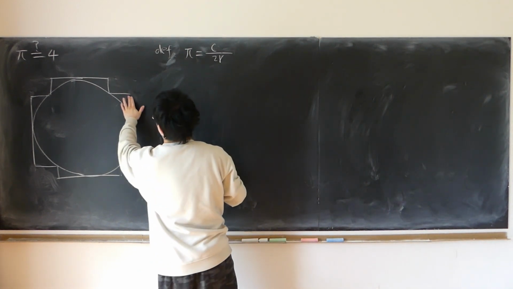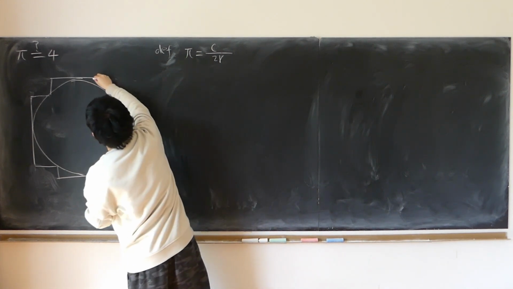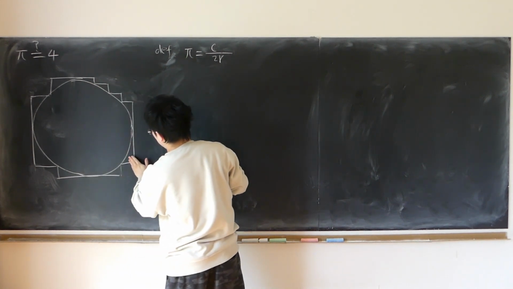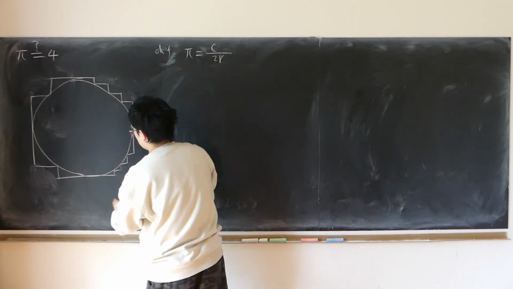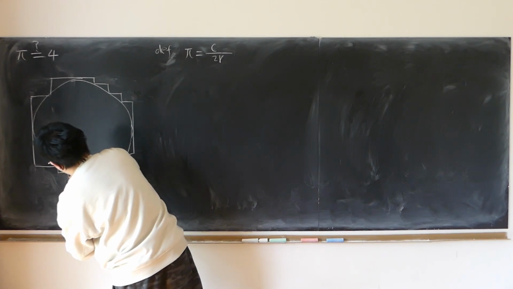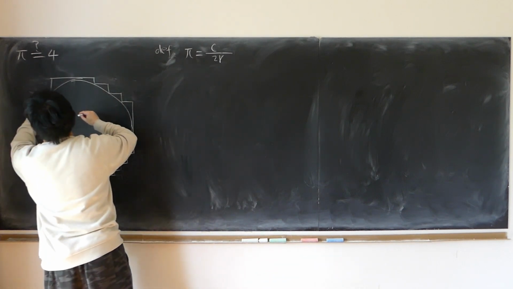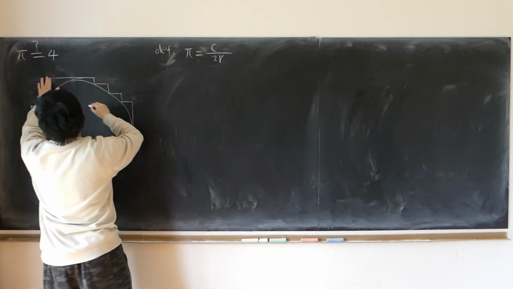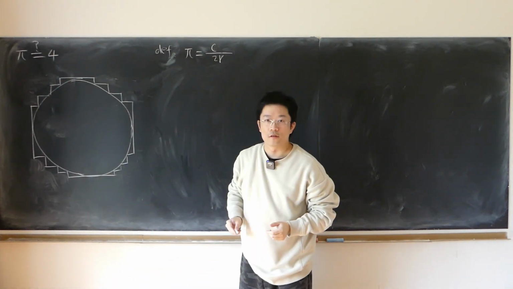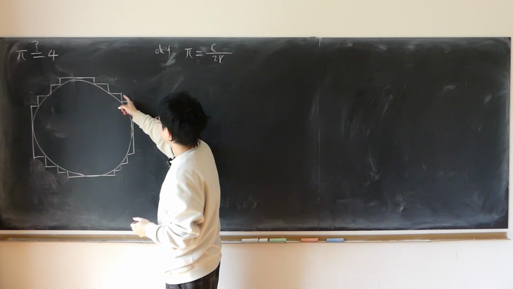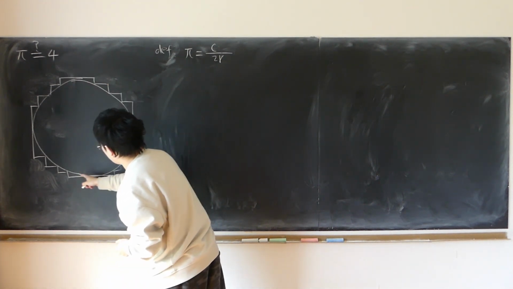If I repeat this process, change this into that, and again and again, this into that. So the circumference of this shape is still the same as the original square, right?